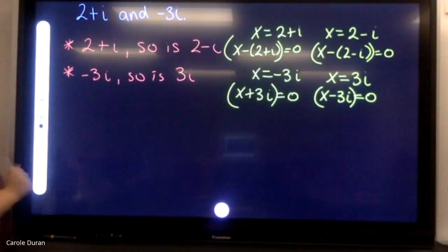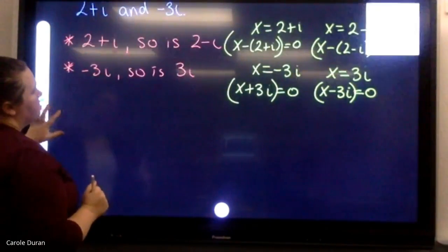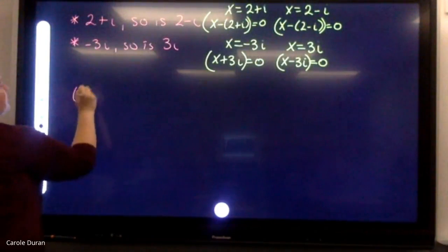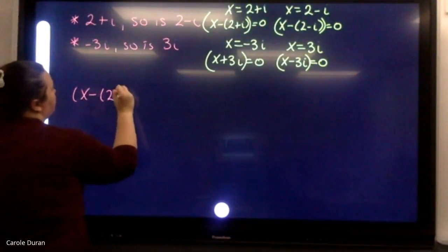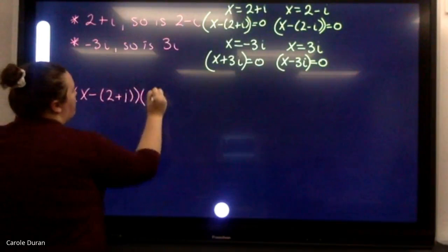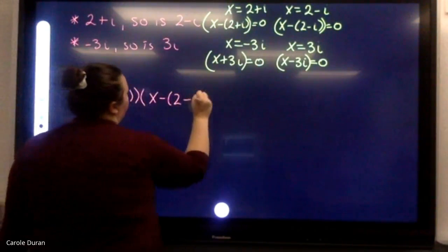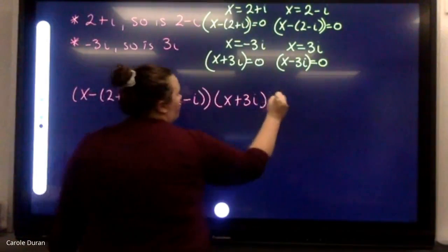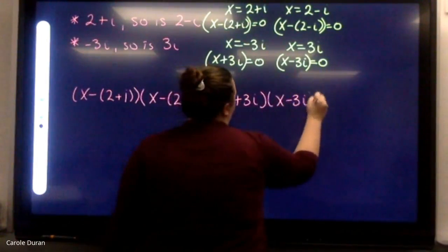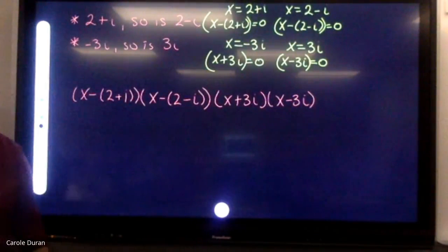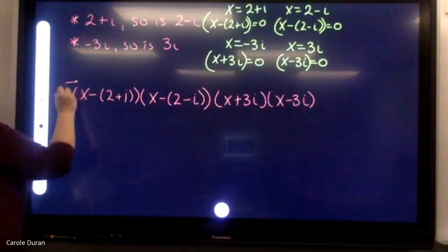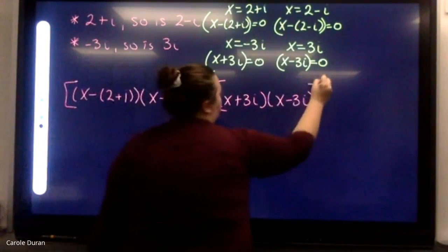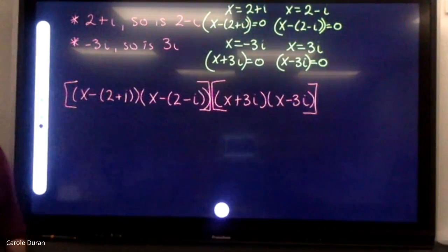So I go ahead and I write them out. So I have x minus the quantity 2 plus i times x minus the quantity 2 minus i times x plus 3i times x minus 3i. I'm going to have to do this in groups of 2. So I'm going to FOIL out my first 2 factors, and then I'll FOIL out my third and fourth factors. So I'm going to use hard brackets to split those up.